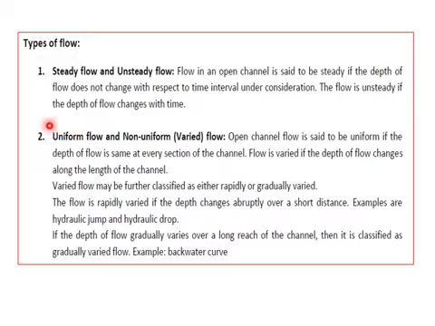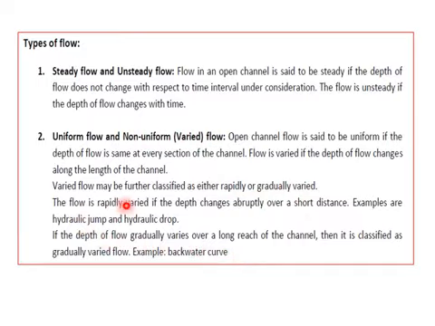Okay, in the case of uniform or non-uniform flow, we have space as the criterion. So an open channel flow is said to be uniform if the depth is the same at every section of the channel, and flow is varied or non-uniform if the depth changes along the length of the channel. So in case of a non-uniform flow or a varied flow, they are classified into two types, rapidly varied flow and gradually varied flow.